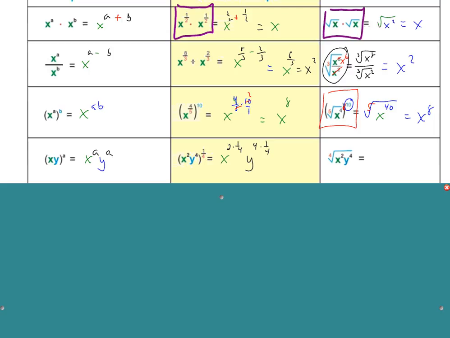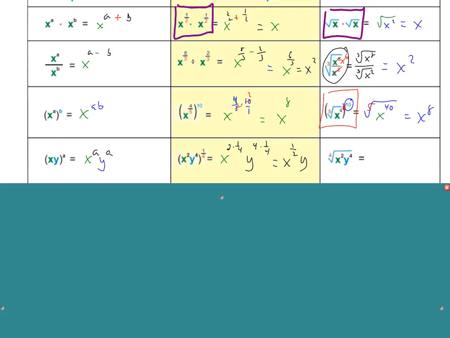Does that make sense? Same thing we did on the left, we're doing on the right. Now do some reducing. Your x ends up to the half power. Your y is 4 over 4, and that's 1. You get x to the half, which is the same as square root of x, and a y.